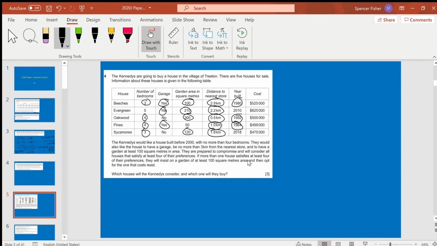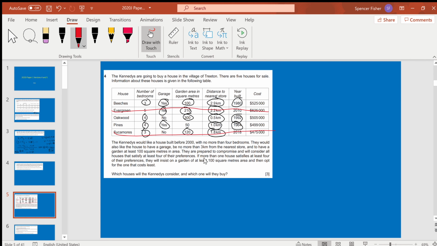So they're prepared to compromise and will consider all houses that satisfy at least 4 of their preferences. Right off the bat, we can completely ignore all of the ones that don't have at least 4. So that would be 1, 2, 3. Evergreen doesn't have at least 4. 1, 2, 3. The sycamores don't have at least 4. Okay, so now we're down to 3: beeches, oakwood, and pines.